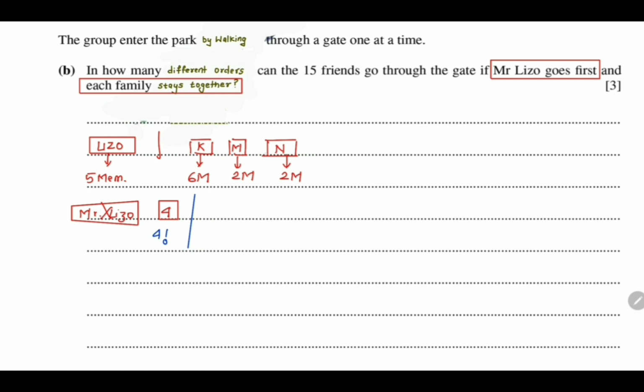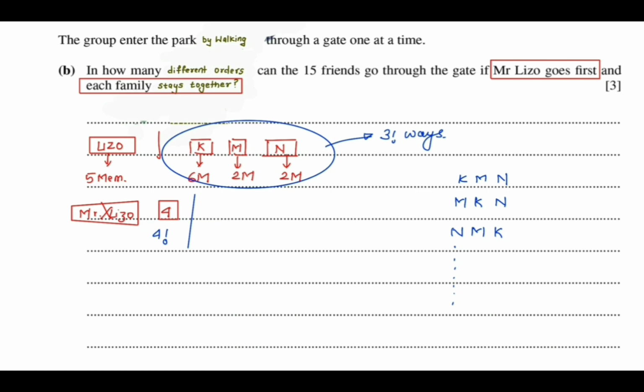Now the remaining 3 families can enter the park in 3 factorial ways. For example, Kenny, Martin, and Nentis, or Martin, Kenny, and Nentis, and so on. So how many ways are there? 3 factorial ways in which these 3 families can enter through the gate.